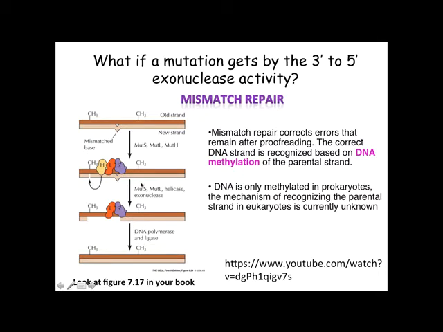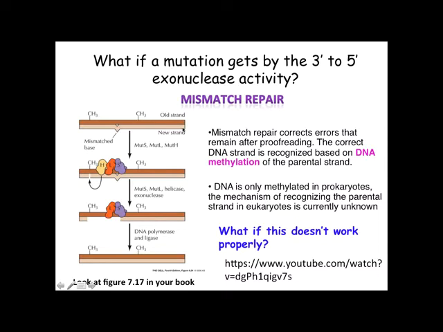So again, this complex comes in, it unwinds the DNA, it cuts out a large piece of the DNA, it will make a new stretch of DNA with DNA polymerase, and then it will tie them together with ligase. So all of these activities are present in this complex. Now this is in prokaryotes. In eukaryotes, DNA strands are not methylated. So it's actually not currently known how the mismatch repair complex in eukaryotes identifies which strand is the old strand and which is the new strand.